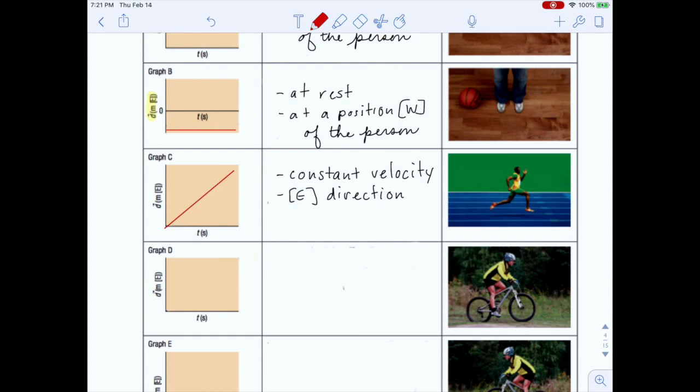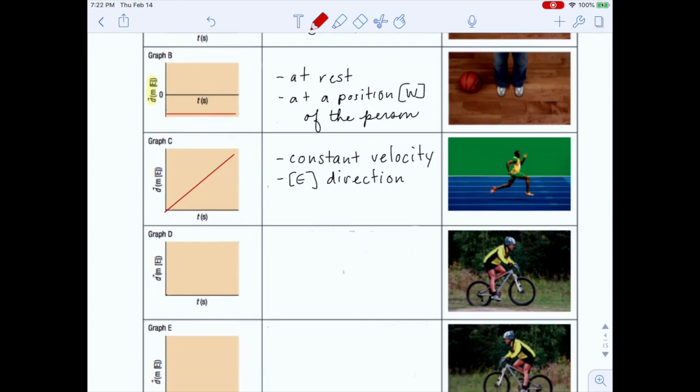In this next example, imagine that the bicyclist is traveling at a greater velocity than the runner. Still traveling in the east direction, this time we want to show that it has a greater velocity. So what does greater velocity look like on a position time graph? Greater velocity means greater speed in a straight line.